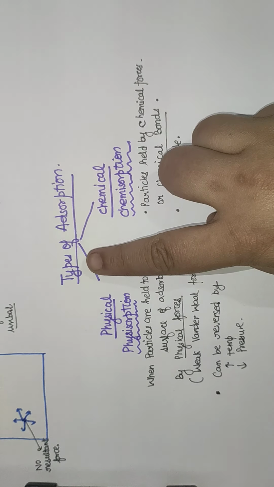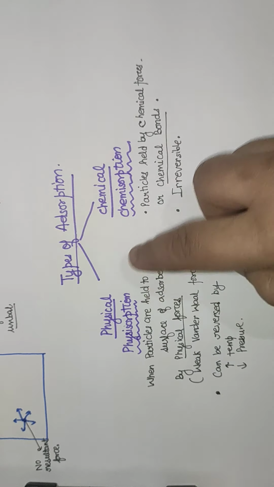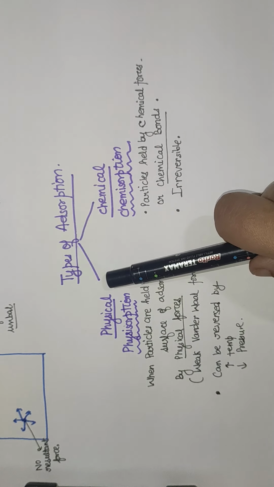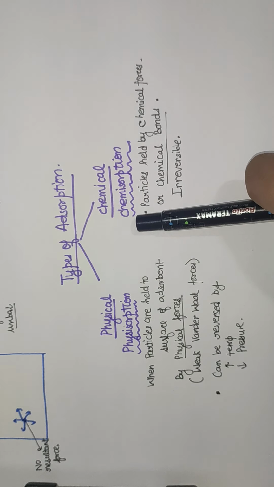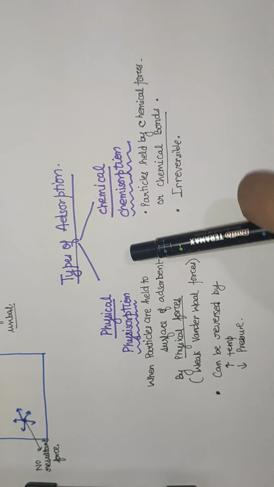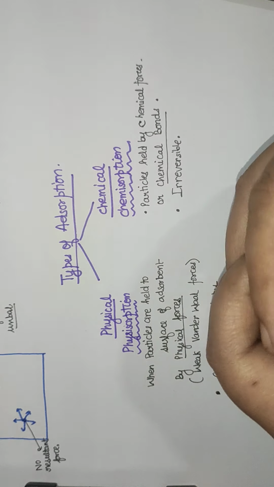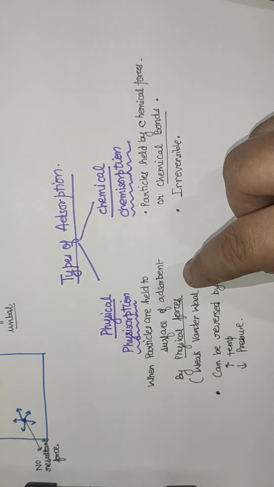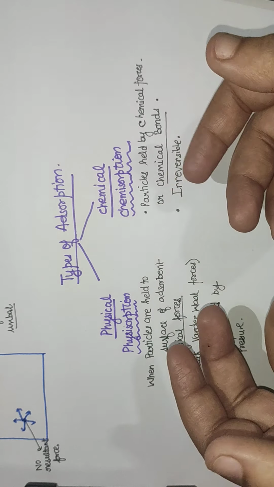Now we are going to discuss the types of adsorption. There are two types. One is physical adsorption and one is chemical adsorption. Physical adsorption is called physisorption and the chemical is called chemisorption. As the name indicates, the particles are held to the surface by physical bonds. There are weak forces of attraction between the adsorbate and adsorbent. If they are weak, it means it can be easily reversed.